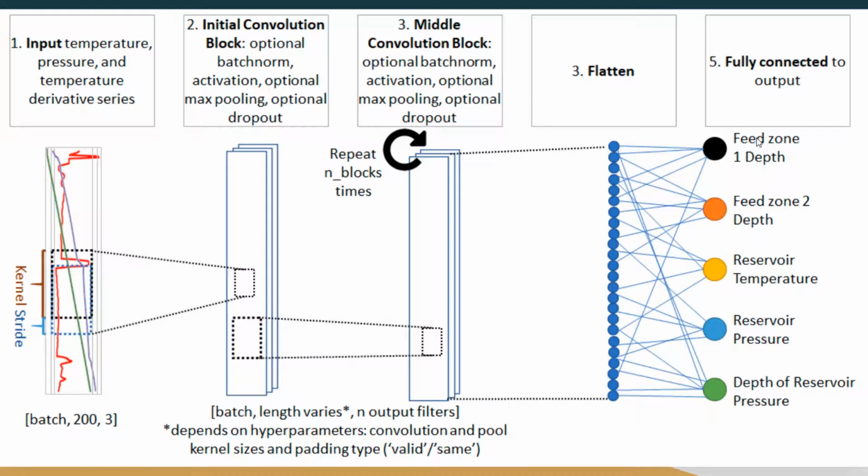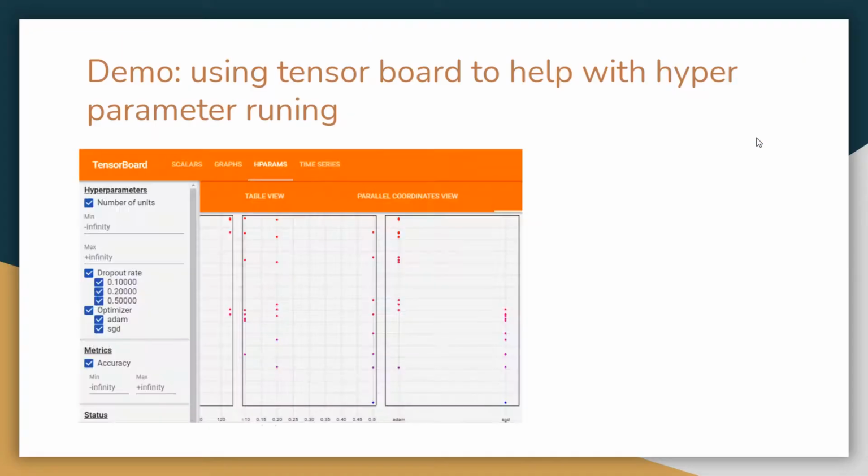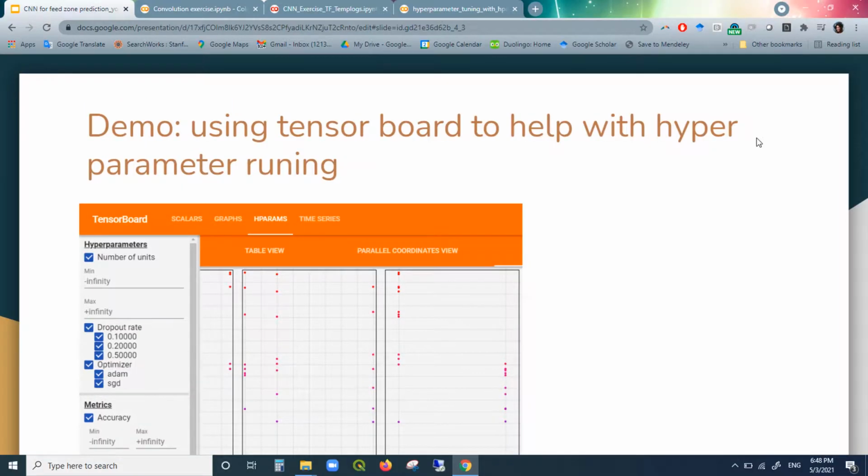And our output are these 5 elements that we are interested in: the depth of the first feed zone, the depth of the second feed zone, the reservoir temperature, the reservoir pressure, and the depth of the reservoir pressure. Great. So first, one last thing before I go look at the code, and that is regarding hyperparameter tuning.